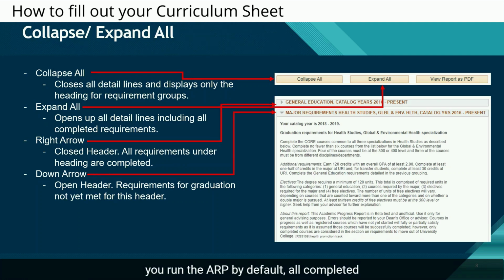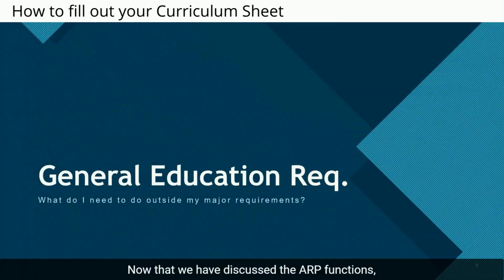When you run the ARP, by default all completed and in progress requirements will be shown by a closed category, indicated by a right arrow. Clicking on this right arrow will open up the requirement and instead show an arrow pointing down. By default, any arrows pointing down when you run the report indicate degree requirements you will still need to fulfill in order to graduate. Now that we have discussed the ARP functions, we can begin filling out your curriculum sheet.